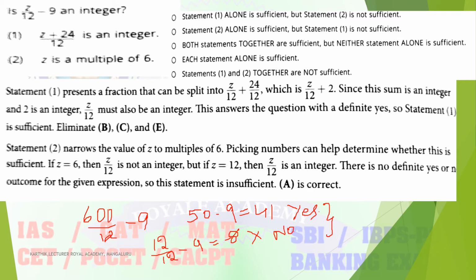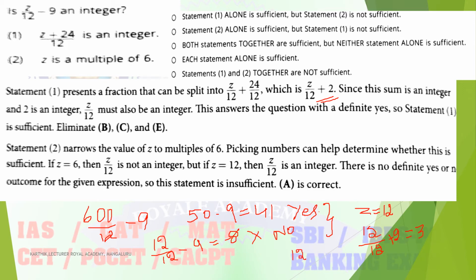From the first statement, I already told you, this is actually the condition: it should be an integer. So if you want to get an integer, you should take z equal to 12 only, or 24 only, multiples of 12 only. If you take z is equal to 12, 12 divided by 12 plus 2, how much? 3. Your answer is 3, so 3 is an integer. You substitute the same z is equal to 12 here. So what happens?